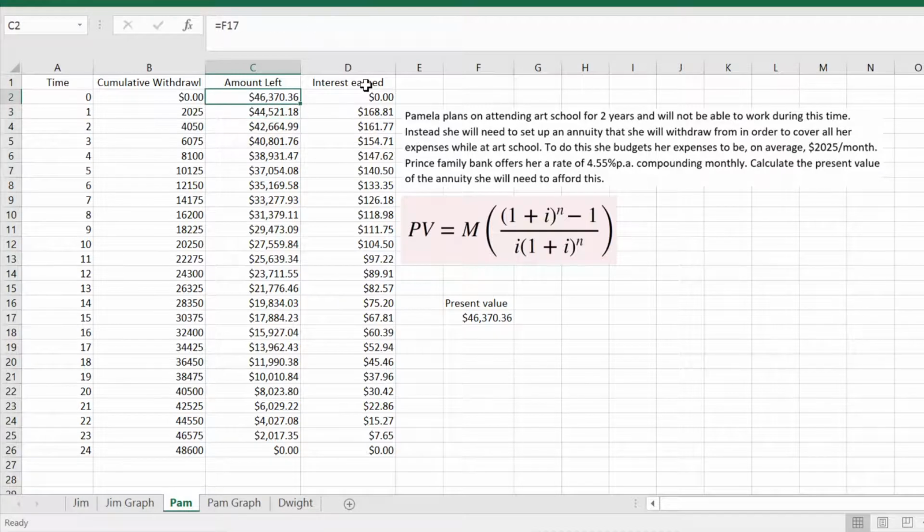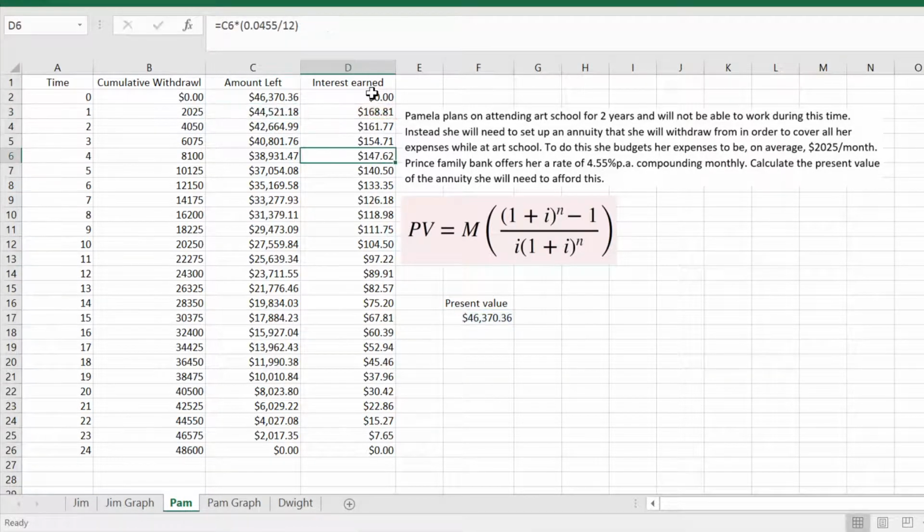At the very start, I've told you that the present value should be 46,370. It doesn't need to be 48,600. She actually needs less money. Now, what we've gone and done through this, as you can see up here, is for our rate, we had to divide it by 12, multiply it by the starting amount to work out how much interest we earn, and then minus the withdrawal of $2,025.